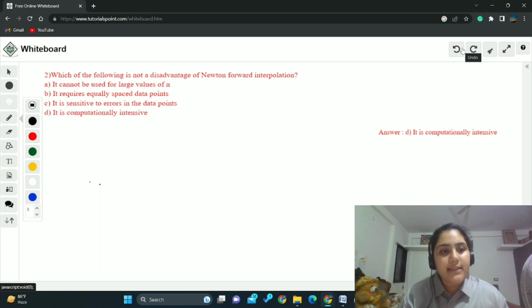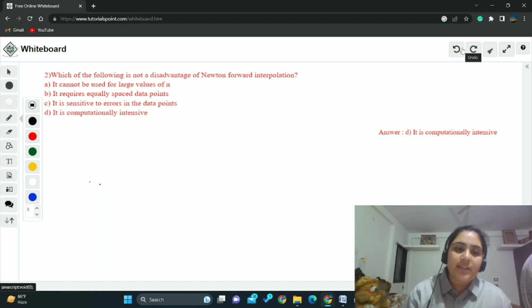Coming to option C, it is sensitive to errors in the data points. The accuracy of interpolation heavily depends on the accuracy of data points. So if there is an inaccuracy in the data points, it will affect the interpolation value. So this is also a disadvantage.